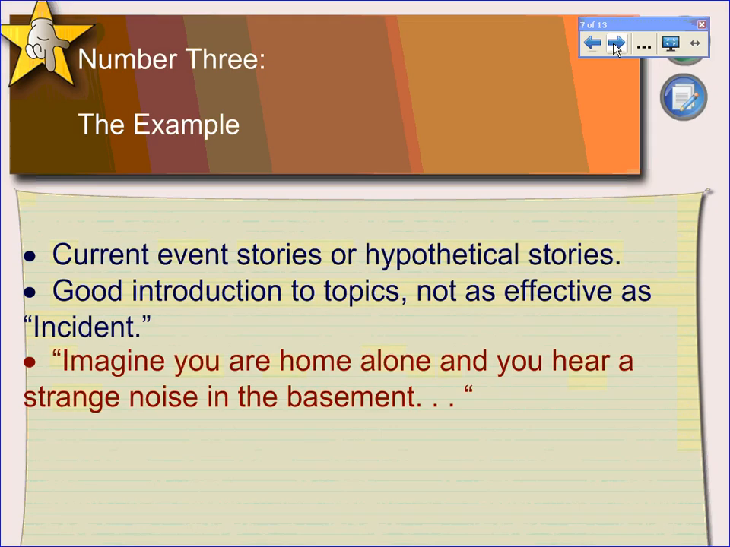The number 3 method of introduction is the example. Very similar to the incident, except in this case you use a current event story or create a hypothetical story. It's a good introduction to topics, but it's not as effective as the incident because it's not a true story. You're making it up.